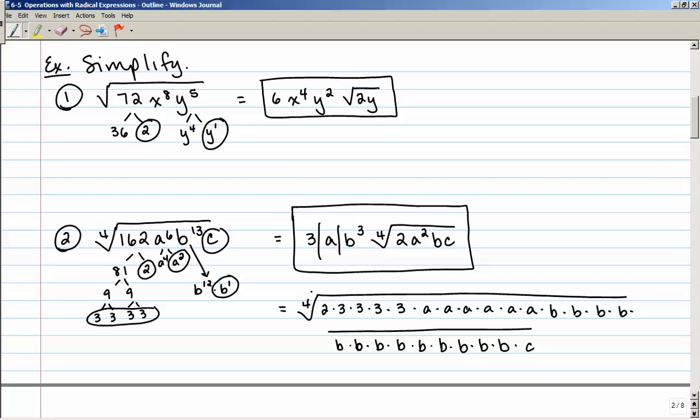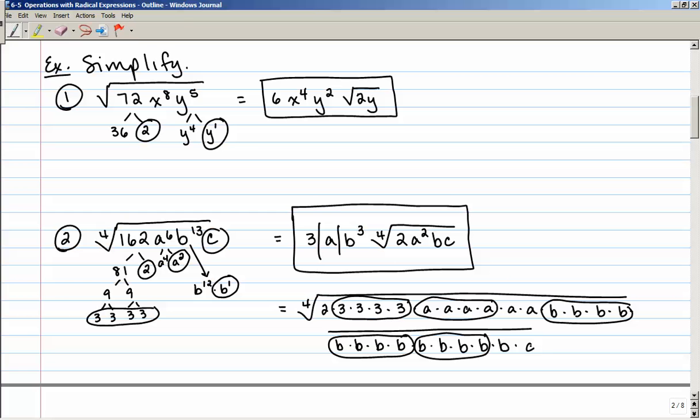Now, since it's a fourth power, I'm going to look for groups of 4. So there's a 4. That's how I got that 3 out front. Here's 4 a's. That turns into this 1 a out front. The b's. There's a group of 4 b's. There's a group of 4 b's. There's a group of 4 b's. So I have 3 groups of 4 b's. That gave me this b to the 3rd.